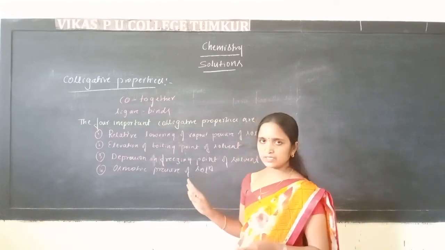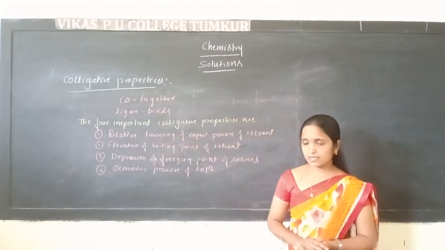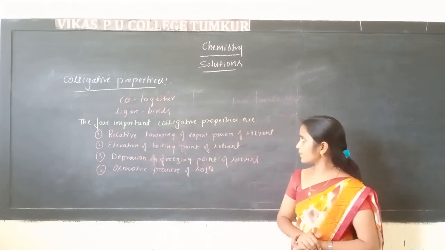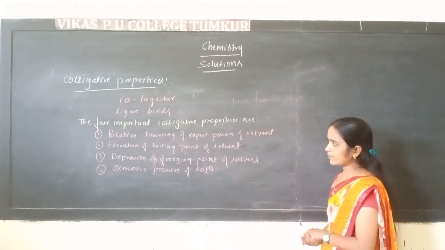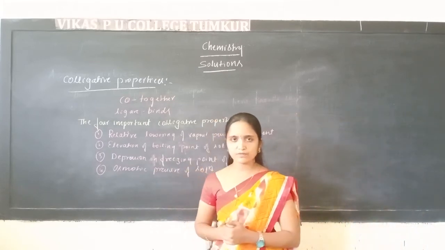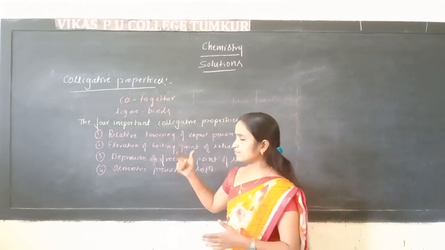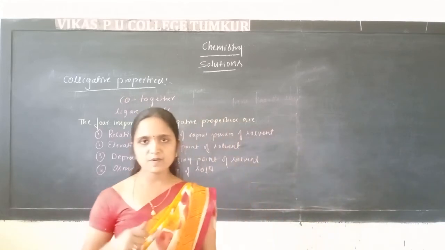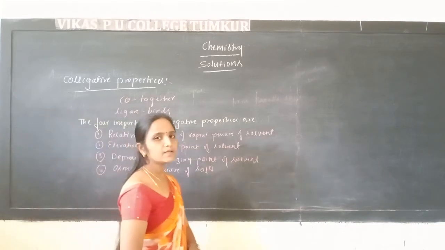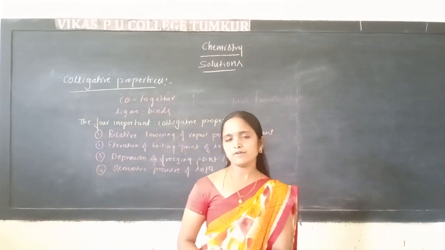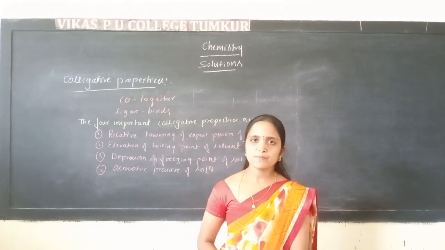These are very important in the solutions. Now the 4 important colligative properties are the relative lowering of vapor pressure of the solvent, then the elevation of boiling point of solvent, depression in freezing point of the solvent, and osmotic pressure of the solution. First, before going to the first colligative property, what is meant by lowering of vapor pressure of the solvent? We'll discuss that.